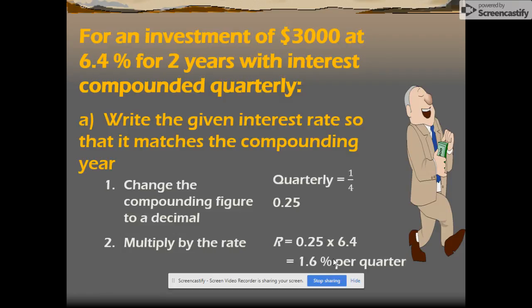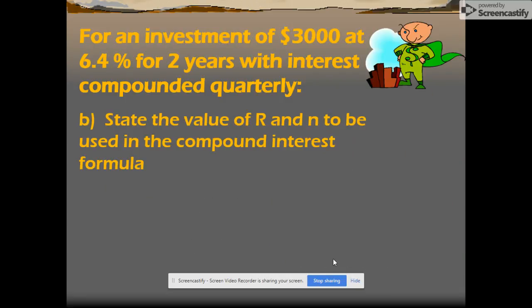Right. Next thing the question says is state the value of the rate and the term to be used in the compound interest formula. So what are we going to use in our actual formula? We state the value of R as a decimal. So we take our 1.6% and we change it to a decimal. And you know how to do that. You divide it by 100. Divide by 100. We get 0.016.